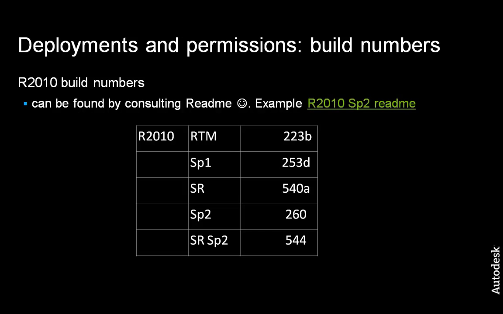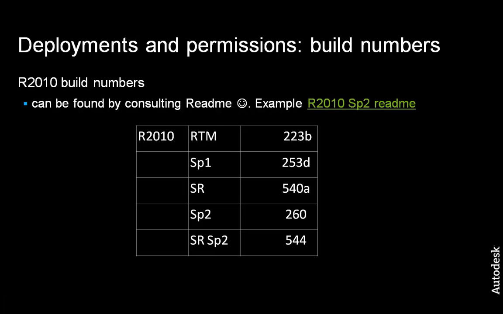The other topic I want to briefly touch upon is build numbers. We have a kind of a proliferation of different versions on top of 2010. You see it here from the table. We have the RTM version 2010, which was build number 223B. Then we came on the market with Service Pack 1, which is 253D. The subscription release, which is 540A. So make a note of the fact that the subscription release build numbers start with 5 something, and then Service Pack 2 has build number 260, and Service Pack 2 on the subscription release has build number 544.